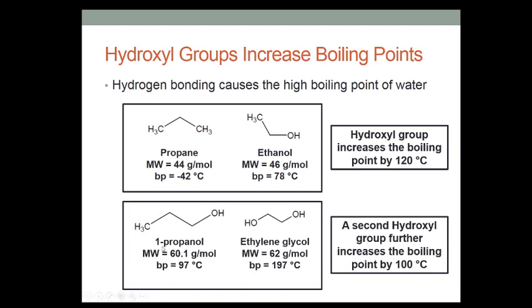If we compare 1-propanol to ethylene glycol, 1-propanol has a single alcohol group, otherwise it's an alkane, just a saturated hydrocarbon. Ethylene glycol has 2 alcohol groups, with very similar molecular weights. 1-propanol is 60.1 grams per mole, ethylene glycol 62 grams per mole. But the boiling point is different yet again. 1-propanol has a boiling point of 97 degrees Celsius. Ethylene glycol has a boiling point of 197 degrees Celsius. So we see here that a second hydroxyl group further increases the boiling point by 100 degrees Celsius.